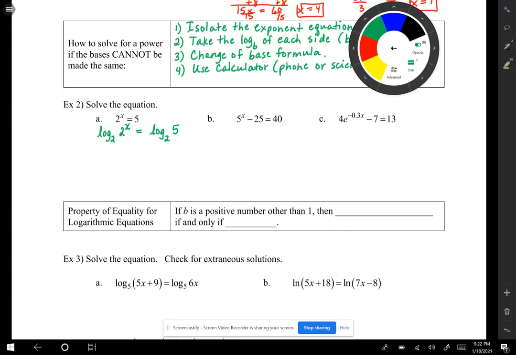And so here's what happens on the left side, which is really cool. We learned that it's a specific property of logs: when these numbers are identical, so when the 2 and 2 are identical, or 5, 5, 8, 8, all of this cancels, and you're left with just x.